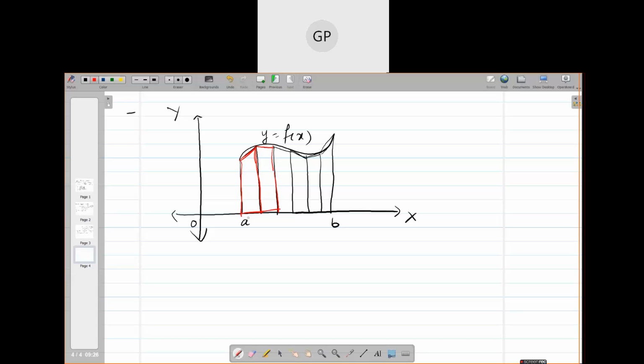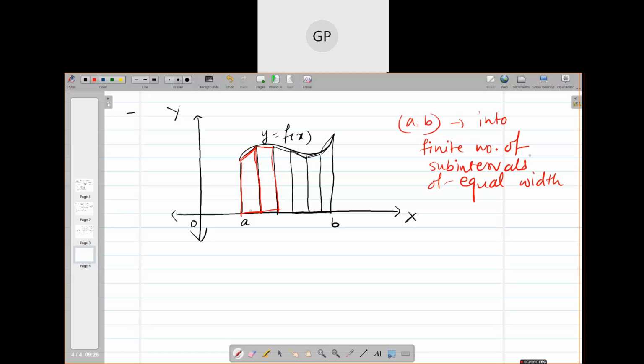So what I'm doing, I'm dividing this interval AB into a finite number of subintervals. This is very important. A finite number of subintervals of equal width. The width you see here is equal. This is h, this distance is also h, this is also h. This is equal width, equal length of the interval.